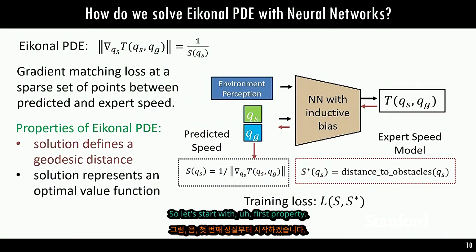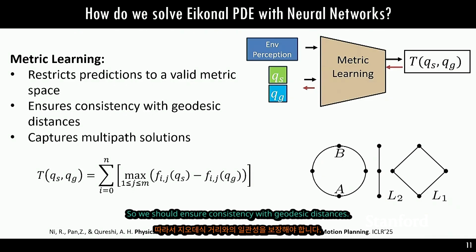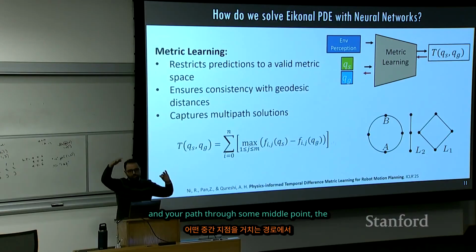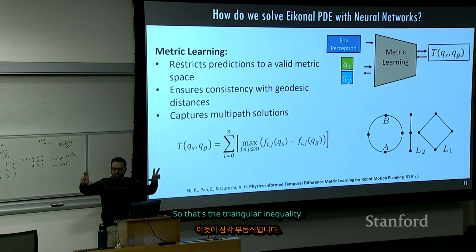So let's start with the first property. The solution of the eikonal PDE is a geodesic distance. So we should use metric learning that enforces the prediction to a valid metric space so that we respect all the properties of a geodesic distance. So we should ensure consistency with geodesic distances. It has the symmetry property, and it has triangular inequality: your straight line path between start and goal, and your path through some middle point, the length of that path should be higher than the straight line. Okay, so that's the triangular inequality.